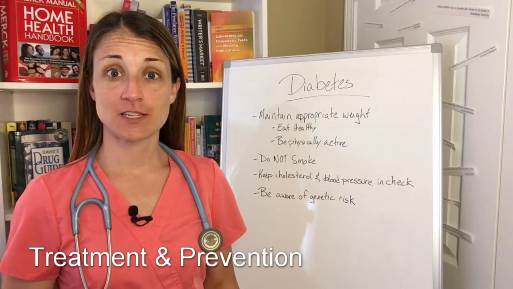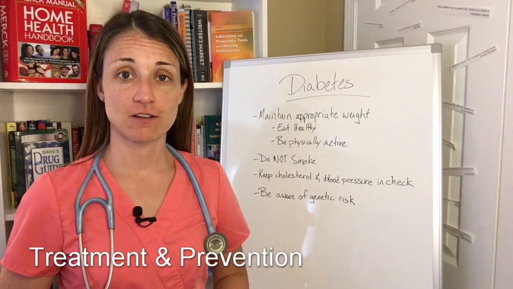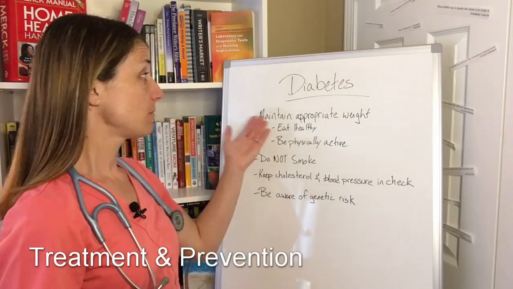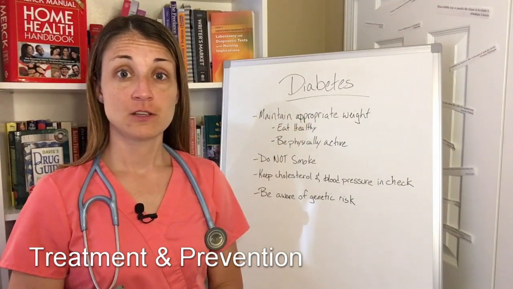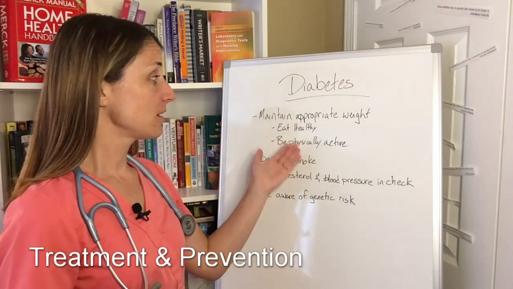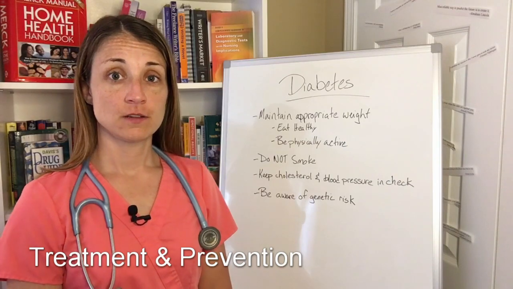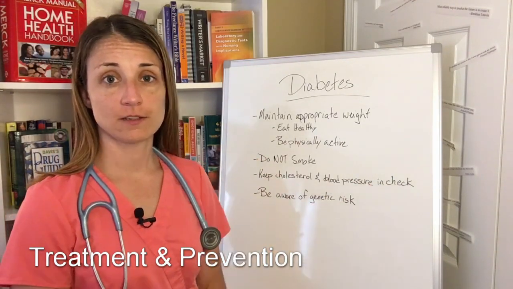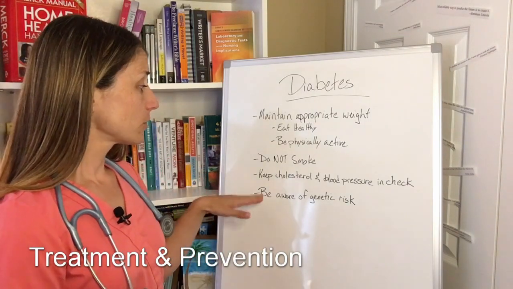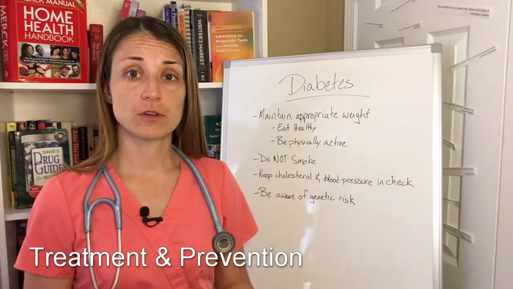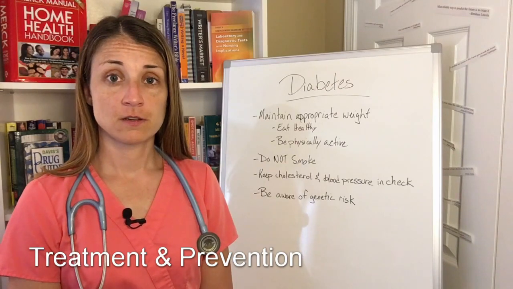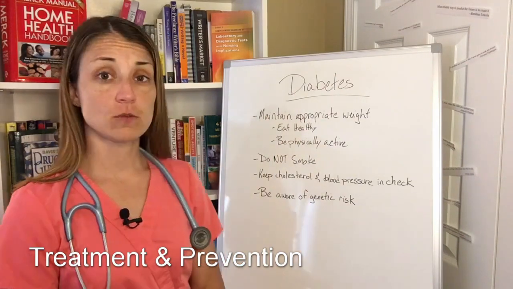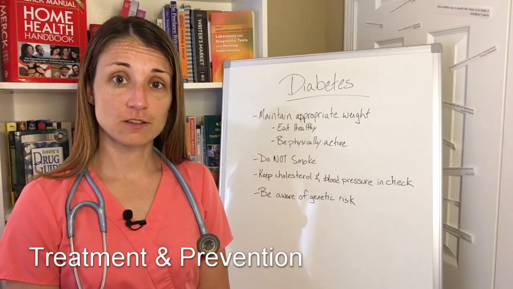When it comes to preventing diabetes, there are several things to consider. The first is to maintain an appropriate weight. To do this, you should eat healthy and be physically active. It's also important to not smoke and keep your cholesterol and blood pressure in check. It's also a good idea to be aware of your genetic risk for developing diabetes. If you have any concerns about any of these or questions, you should talk to your doctor.